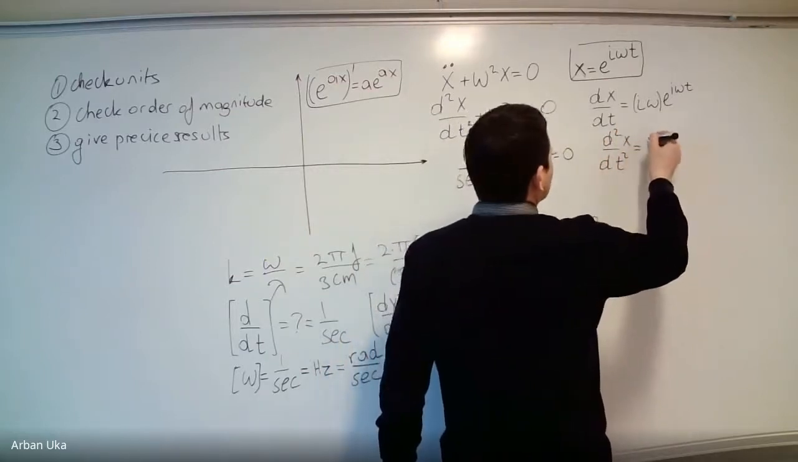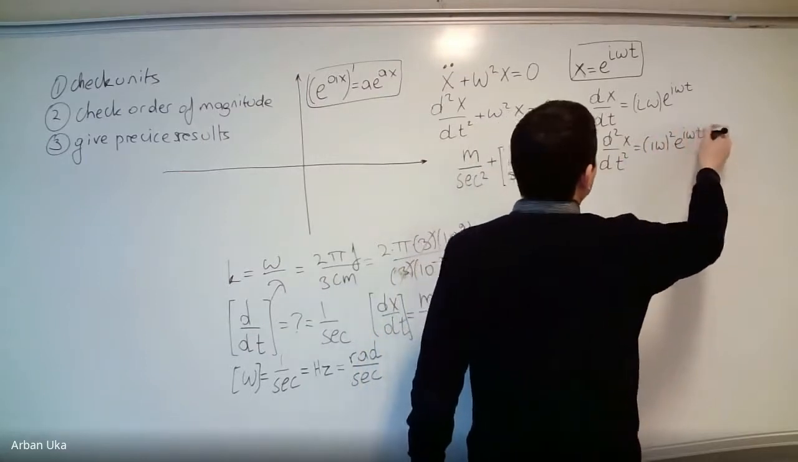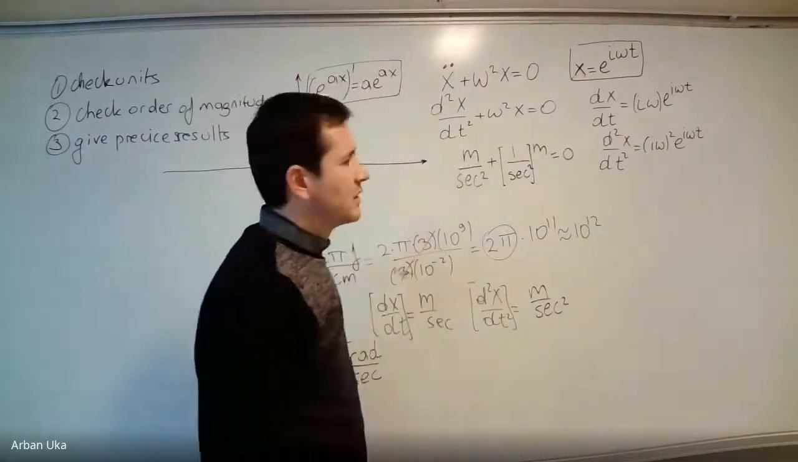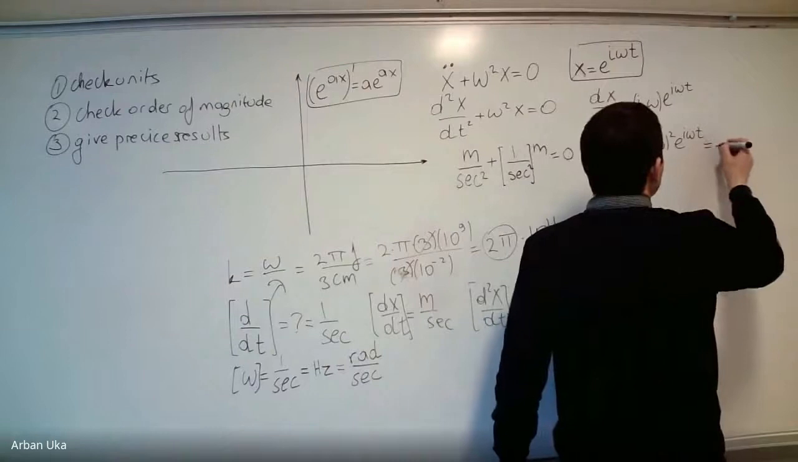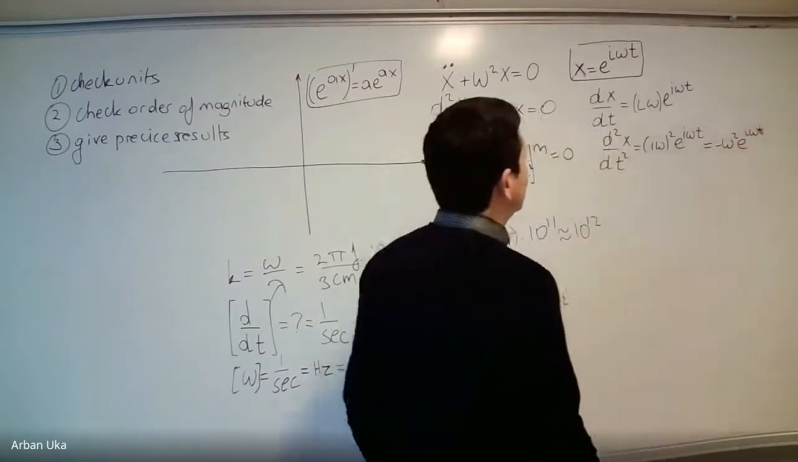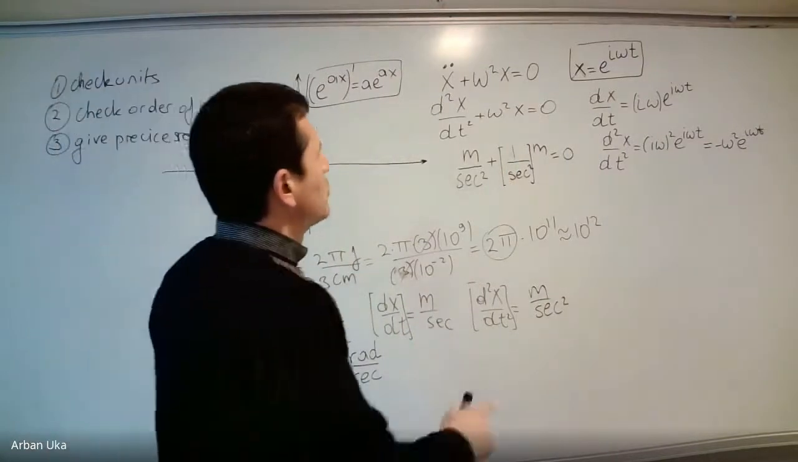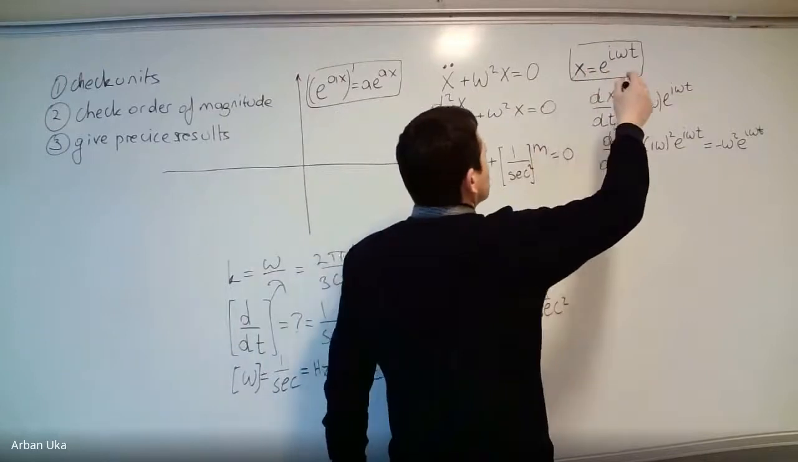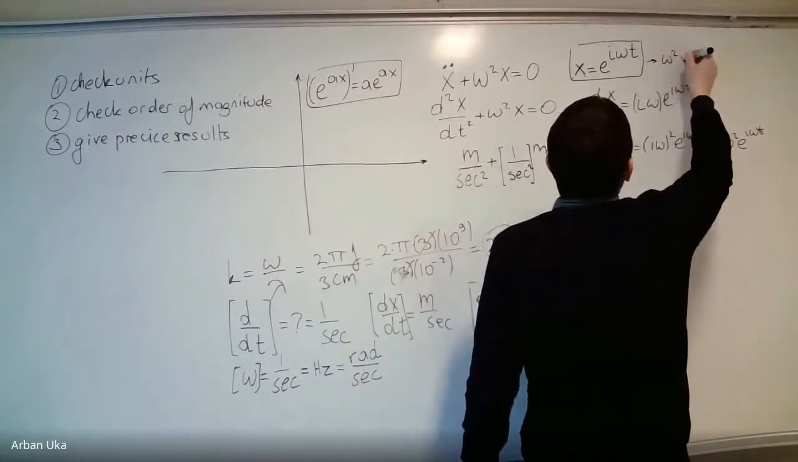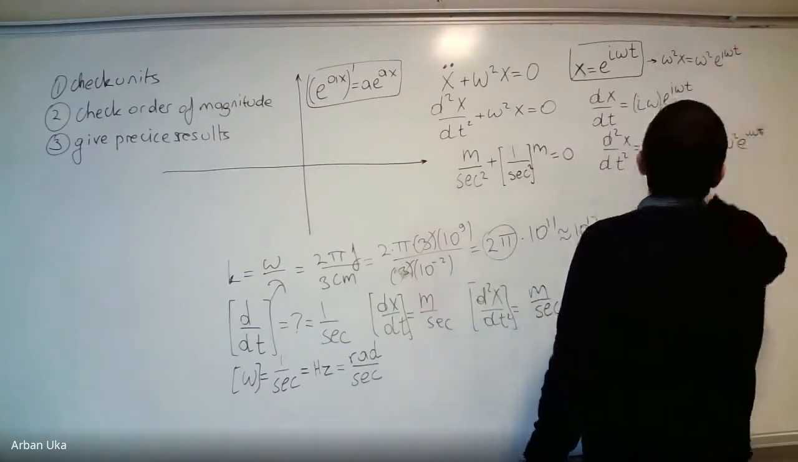This is i omega again. So it is (i omega) all squared e to the power i omega t. (i omega) squared is equal to minus omega squared, because i squared is minus 1. This is minus omega squared e to the power i omega t. Okay? So then, if this is true, let's find here, what is omega squared x? Omega squared x is equal to omega squared e to the power i omega t.